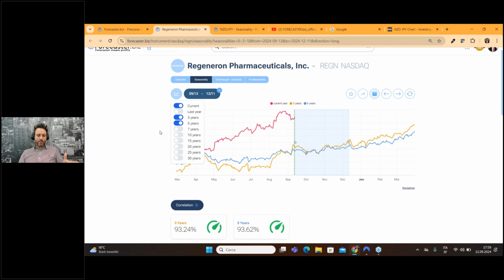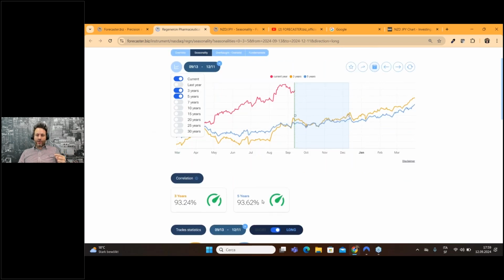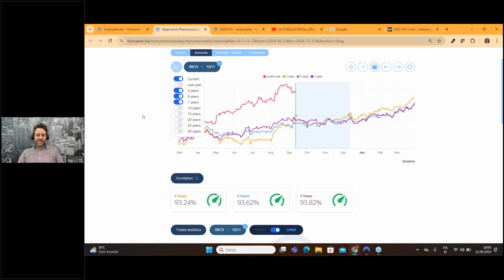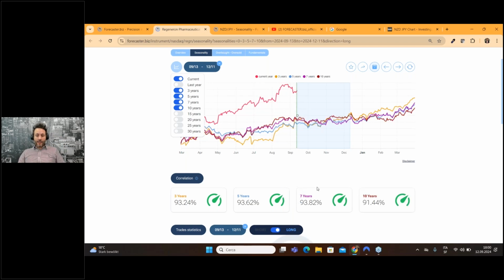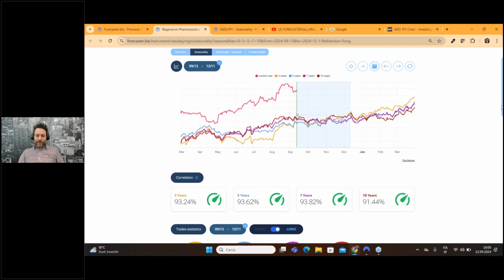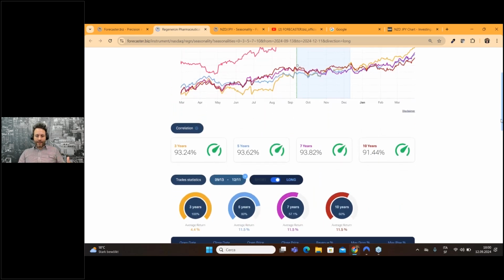Let me see what happens if I add the 5-year. Good, we still have a good correlation. It means the pattern is more solid, the pattern is consistent. Let's see what happens in 7-year. Very good, we have a confirmation. Let's have a look to 10 years. Very interesting. This is a good situation. Okay, because look, we have a consistency pattern.